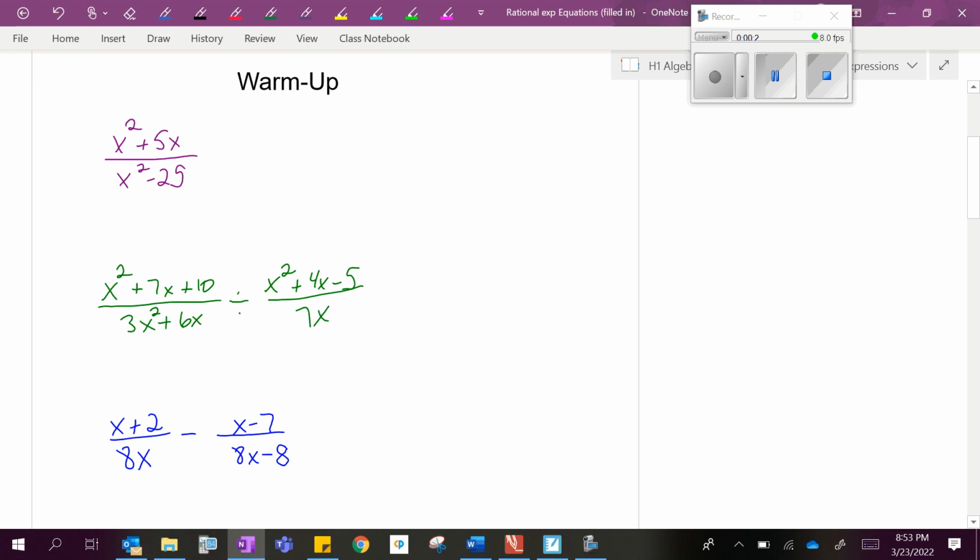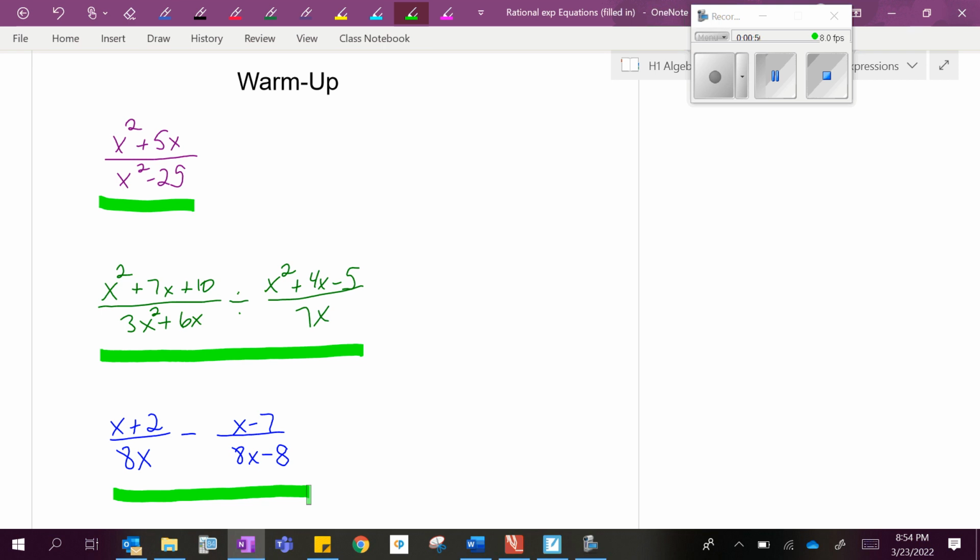Either way you're listening to this, I want you to pause it and work on these problems. So this one is simplifying. So you're just going to, again, simplify by factoring and canceling common factors. This one's division, so you're going to factor it, make it a multiplication problem, cancel out common factors. Addition and subtraction, you need to find the common denominator. So again, pause this and give it a shot.